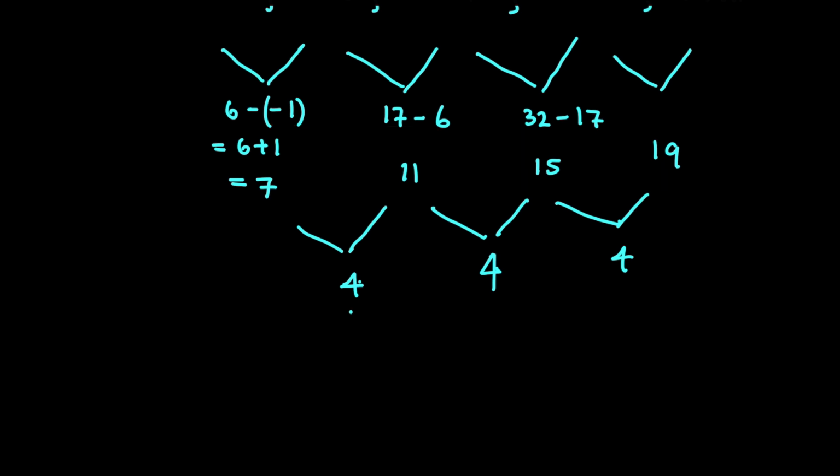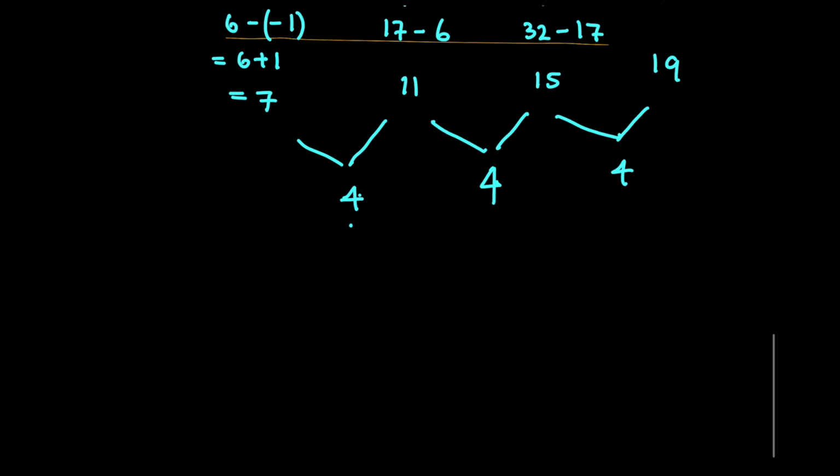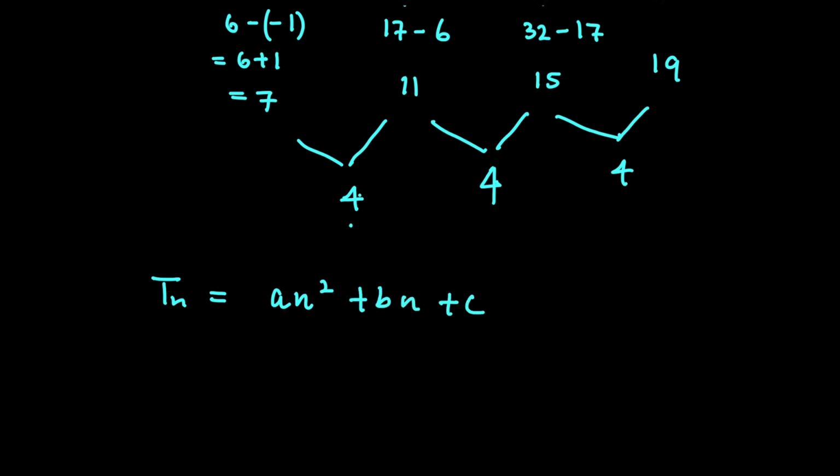So now let us find the general term of this quadratic sequence. Remember, it's in this fashion: Tn is equal to an squared plus bn plus c, right?